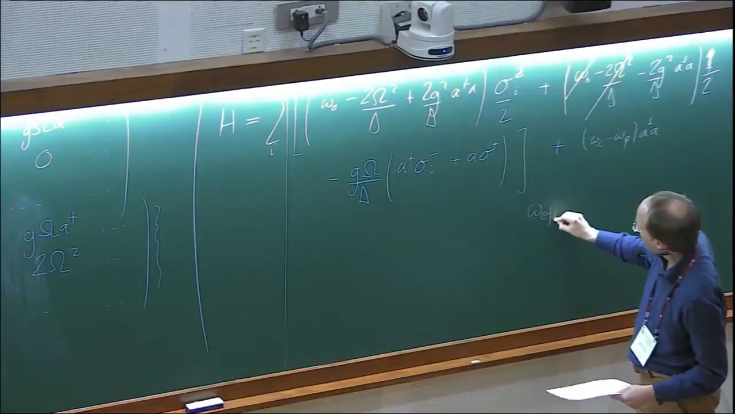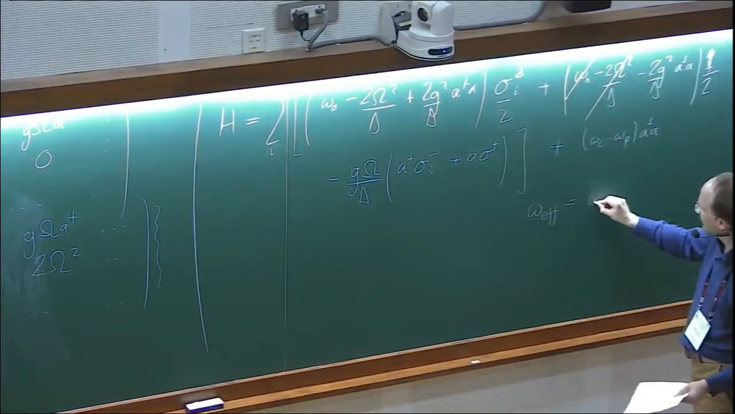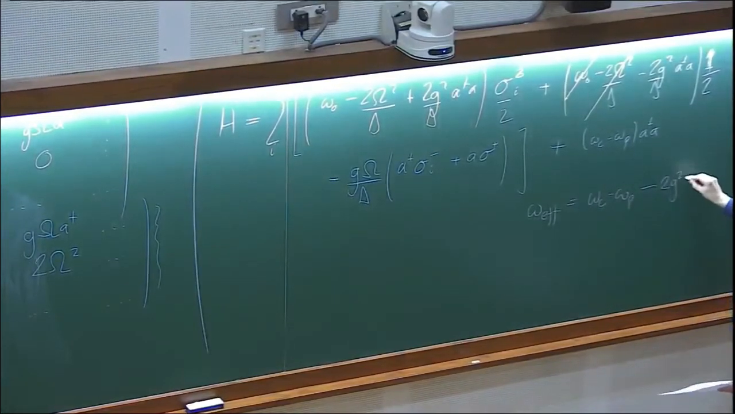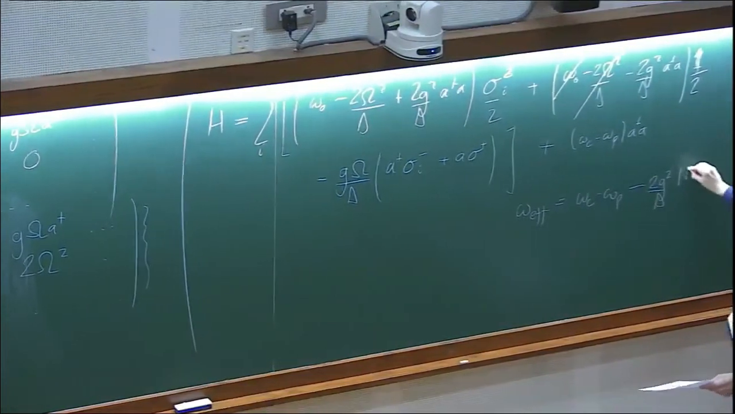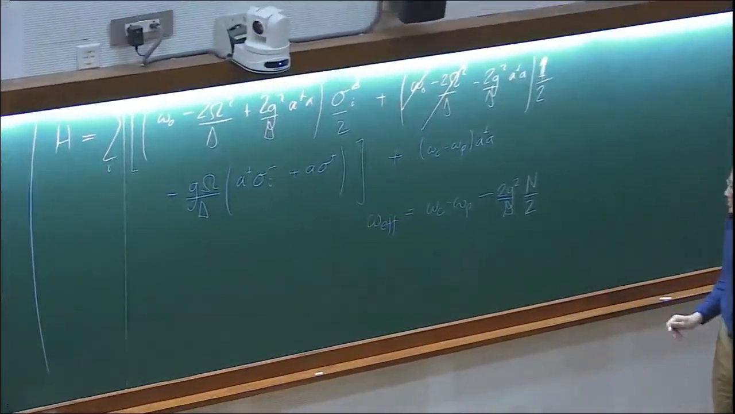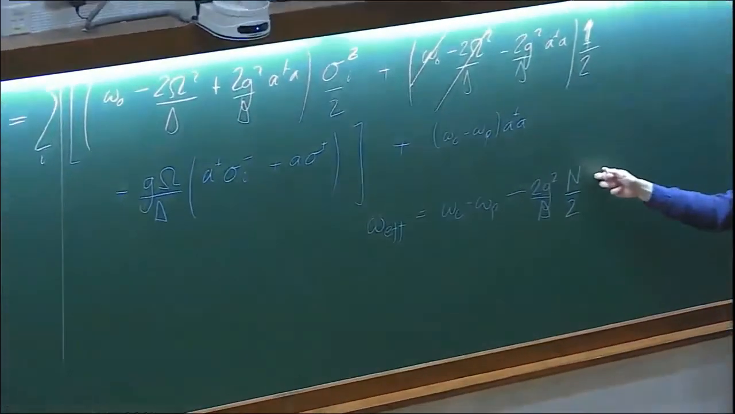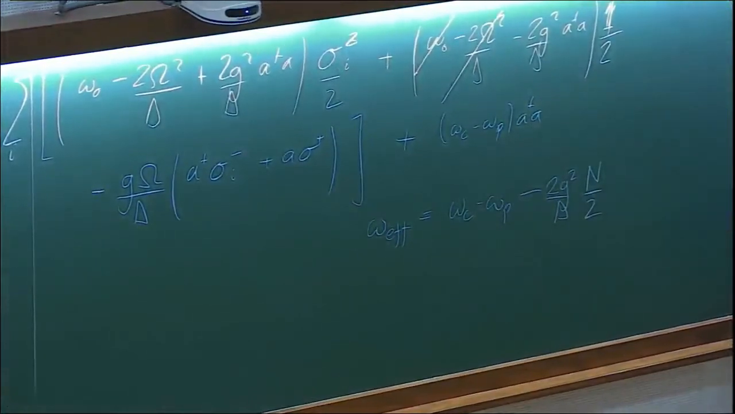So the effective cavity frequency ends up looking like omega cavity minus omega pump minus 2g squared over delta times the number of atoms over 2. And so in one sense, there is a term here exactly like the a squared term. There's a thing which depends on the number of atoms and shifts this cavity frequency. But it's negative, so it's going the opposite direction. It's not making it harder, it's making it easier to condense. And secondly, there is no Thomas-Reiche-Kuhn sum rule that connects these effective coefficients in the end.